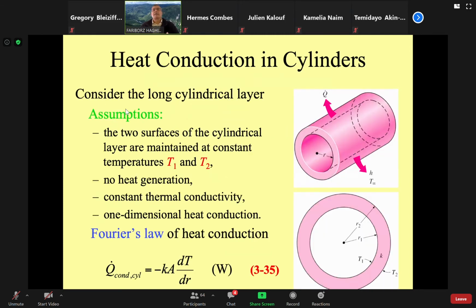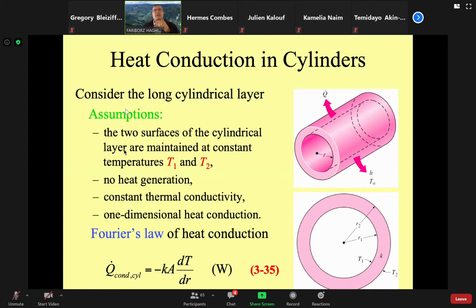Now look at the case of cylindrical coordinates. In cylindrical coordinates, again, we can apply the Fourier equation, okay? The Fourier equation again becomes Q equals conduction. We're talking only about heat transfer passing through the solid material, equal to k, and we have to define what A is. A is the cross-section area of the pipe. It means 2 pi r times L, and dT over dr, and that's the temperature difference across the solid material that we have.